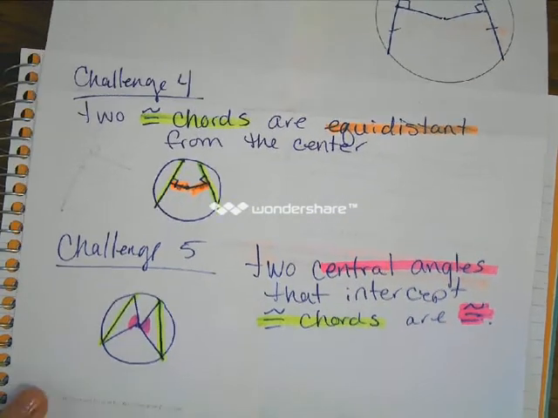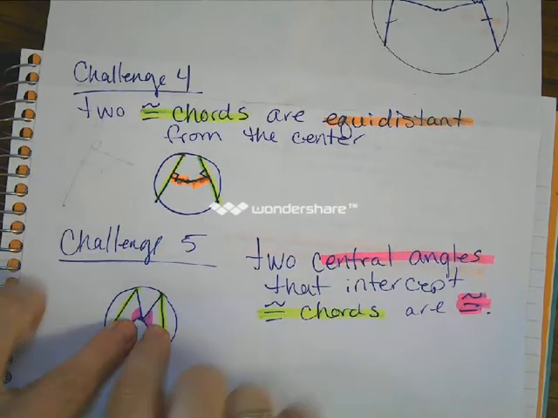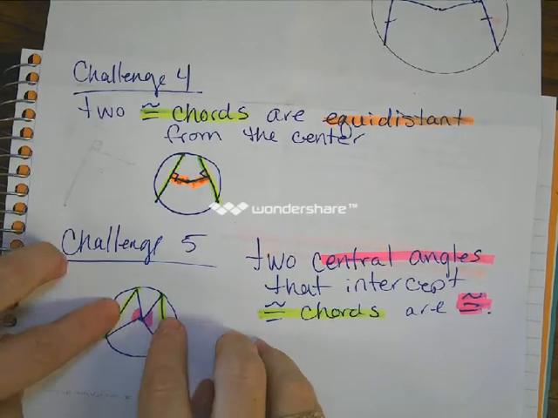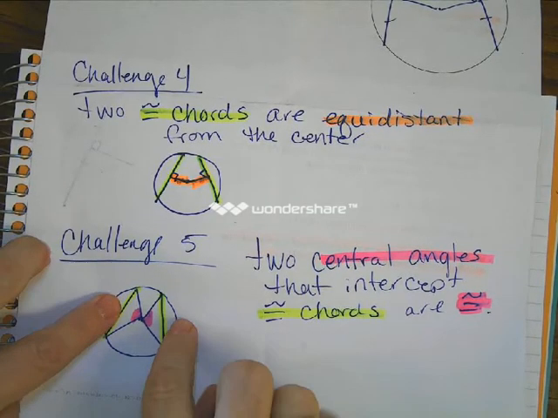Then we did challenge 5. Again, we started with congruent chords and we measured the angles to be congruent. If the chords are equal, then the central angles are equal, and vice versa. If the central angles are equal, then the intercepted chords are equal. So yellow and pink have to match.